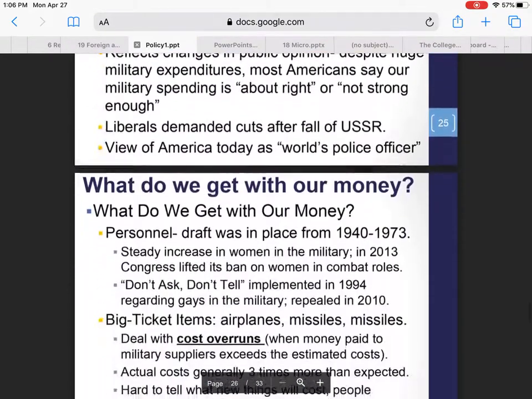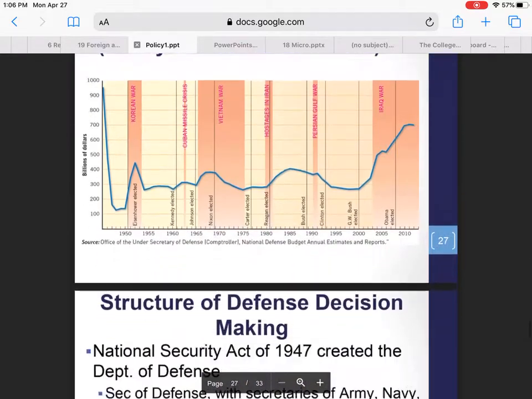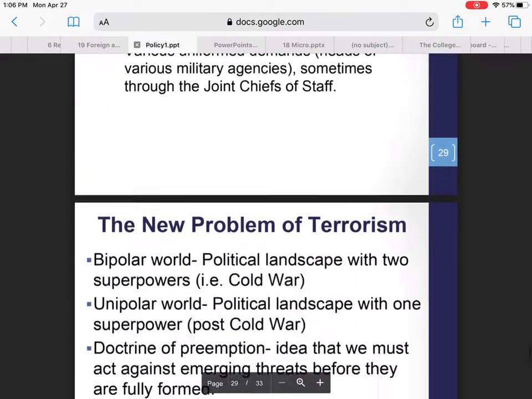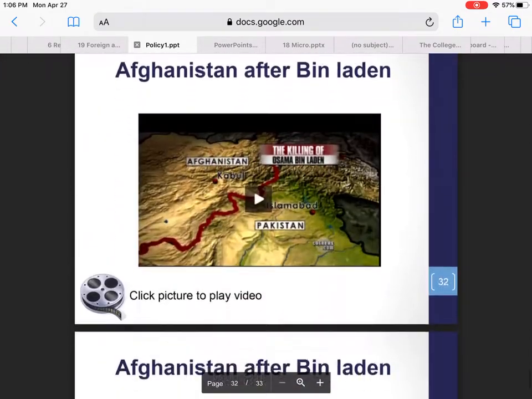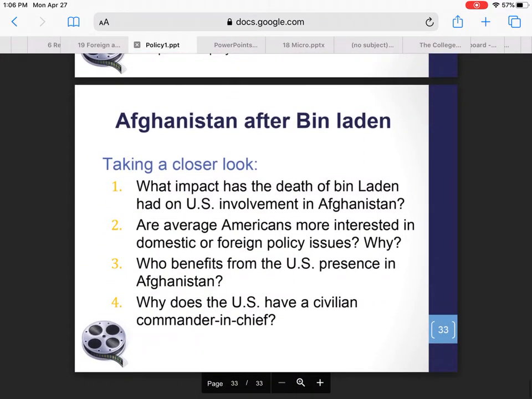Talks a little bit about the war in Iraq, military budgets. Military basically gets whatever they want in terms of their budget. They can really basically ask for whatever they want, and they're probably going to get it. Okay, that is chapter 19. That's really all you essentially need to know for the AP test. So I'm just going to stop there.